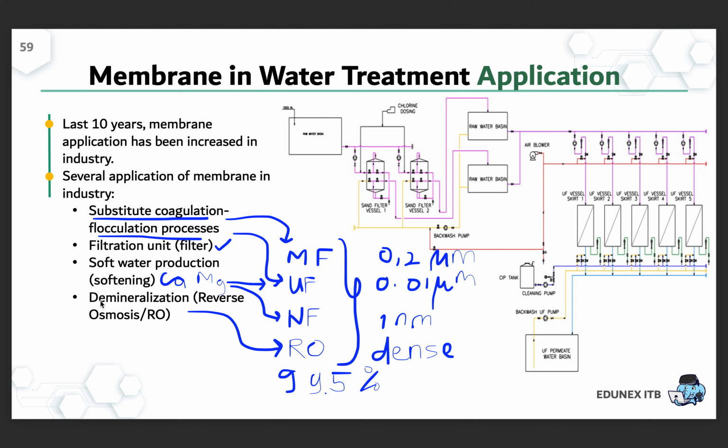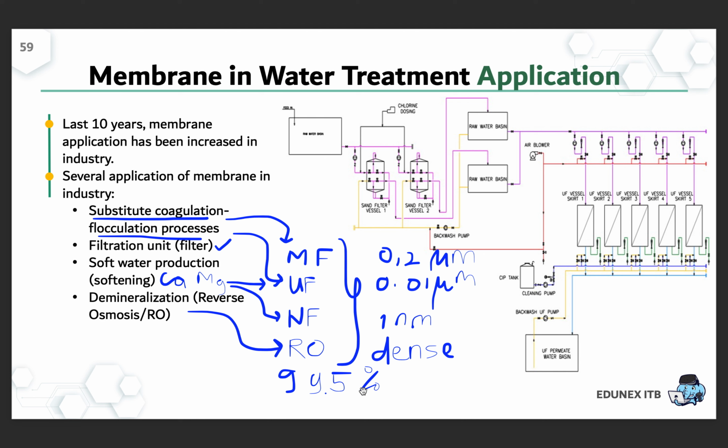The last one is for demineralization. For demineralization, we can use reverse osmosis membrane. Reverse osmosis has pores even smaller than nanofiltration, and because the pores are so small, it can sometimes be categorized as a dense membrane. It's even less than 1 nanometer. In reverse osmosis, basically we can reach a salt rejection, for sodium chloride, of 99.5%.